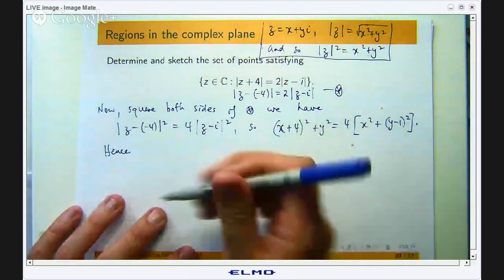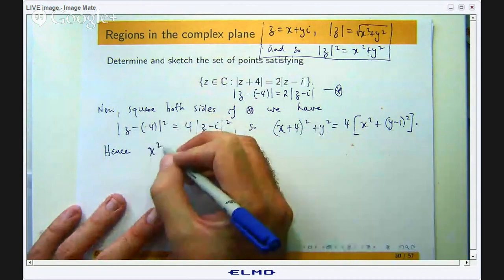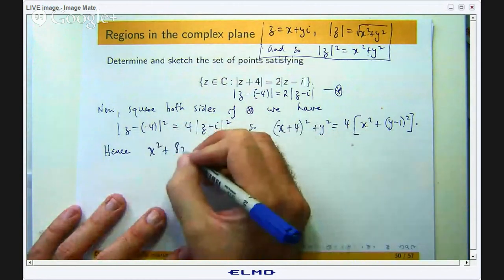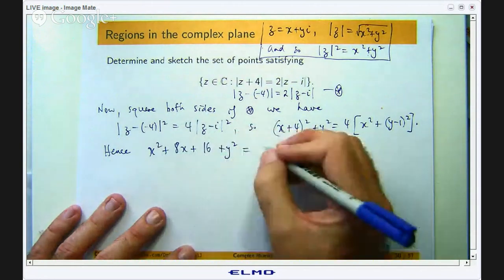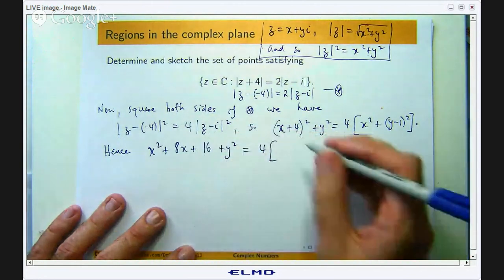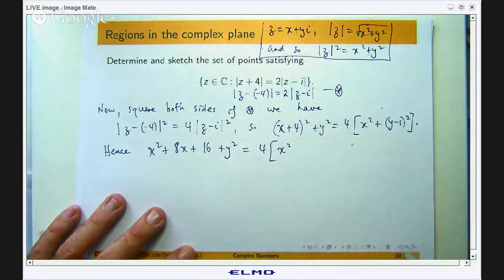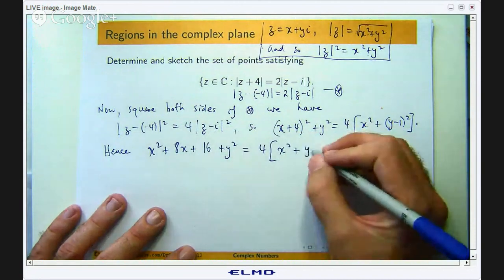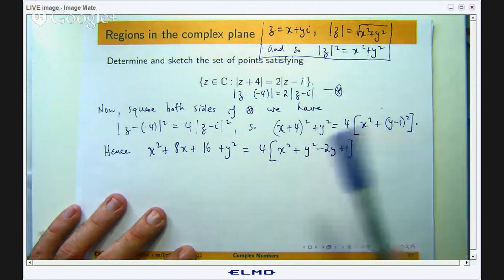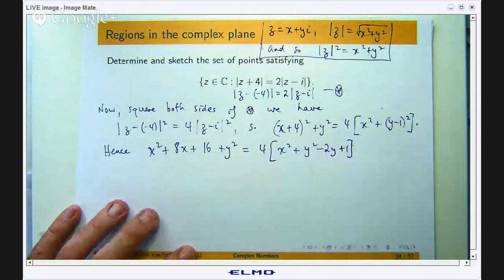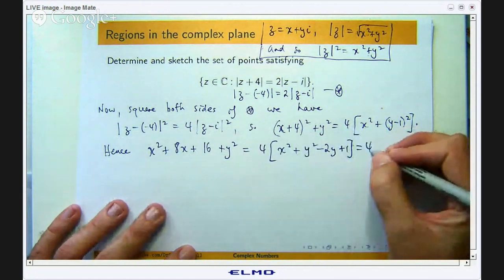All right, so let's expand this left-hand side. So we're going to get x squared plus 8x plus 16 plus y squared equals 4 bracket x squared plus y squared minus 2y plus 1. And I can distribute the 4 in there, and I'll get something like this.